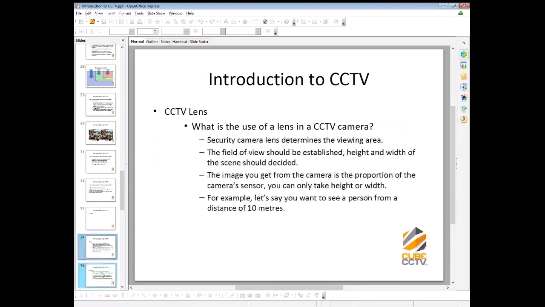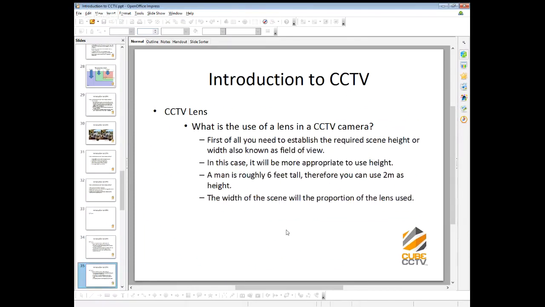So here we have a small example. Let's say you want to see a person from a distance of 10 meters, right? So you're installing a camera at a distance of 10 meters and you want to cover this man. The man is standing 6 feet tall, so you're more concerned about the height rather than the width. I can just call it 2 meter height. So now you know the distance, that's 10 meters, and you know what you're trying to cover is the height of 2 meters.